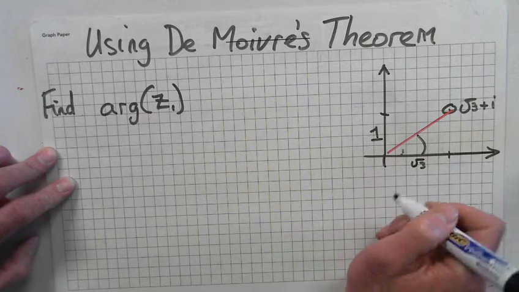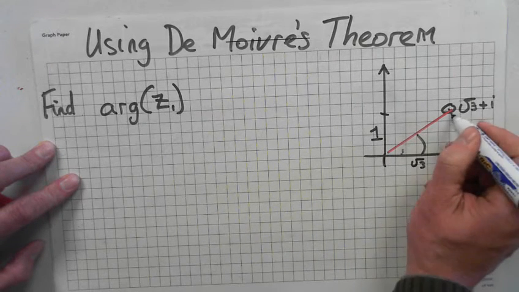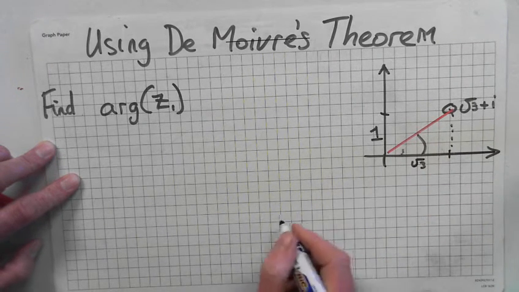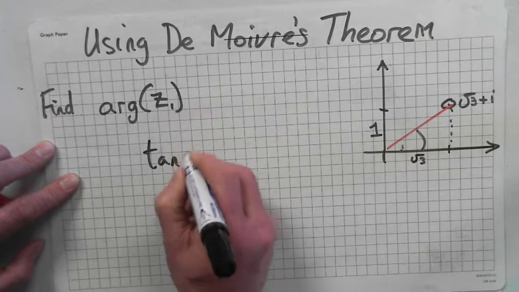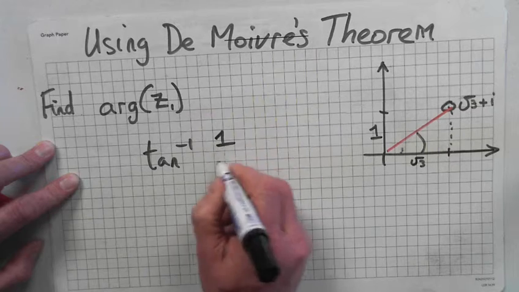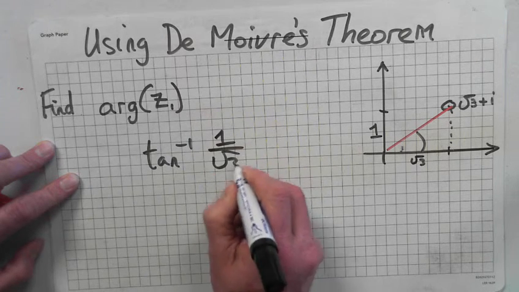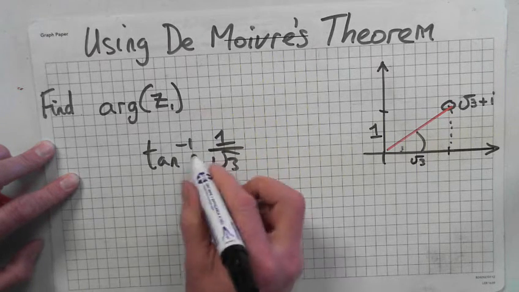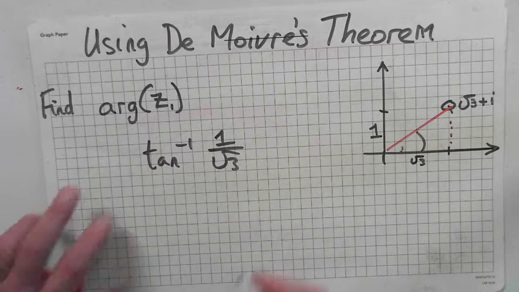So you're finding that angle there. And how do you do that? How do you find the angle? You use tan inverse. What's the opposite over adjacent? 1 over square root 3. So the inverse tan of that is 30 degrees.